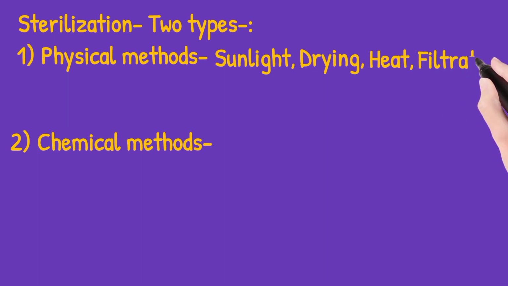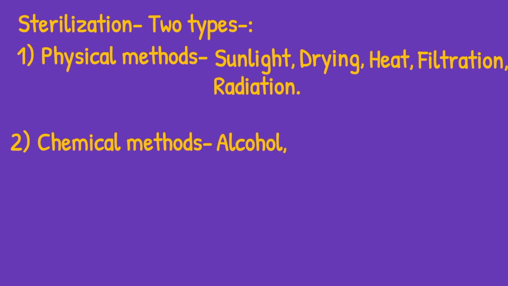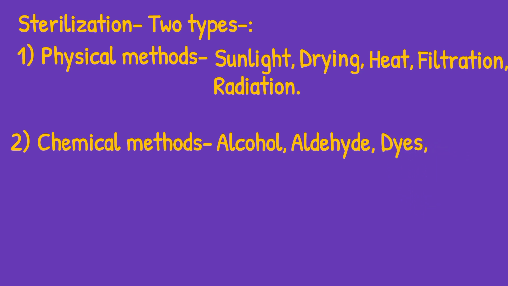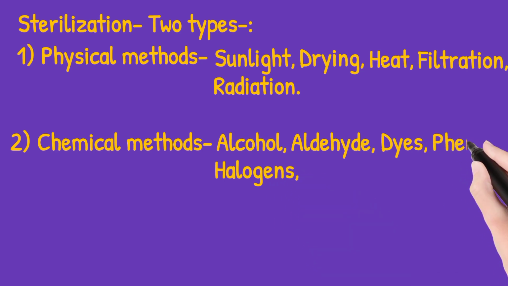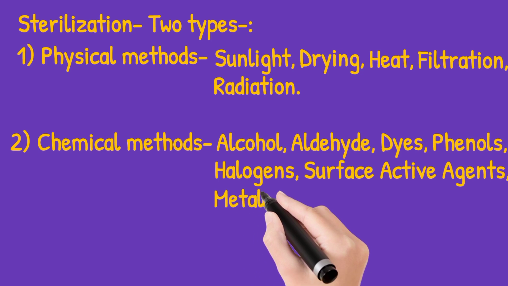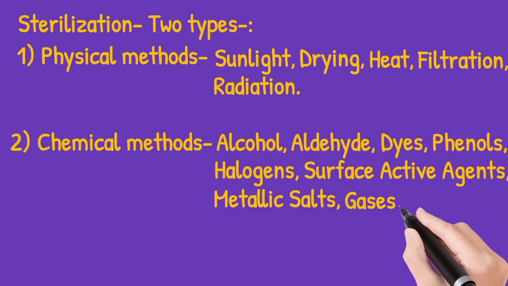Whereas chemical methods consist of alcohol, like you have seen, ethyl alcohol and isopropyl alcohol are such examples, aldehydes like glutaraldehyde, formaldehyde, dyes, halogens, phenols, surface active agents, metallic salts and gases. Today we will focus on physical method of sterilization, and in the coming session we will see chemical method of sterilization. I have made the slide slower so that you can note down the points.